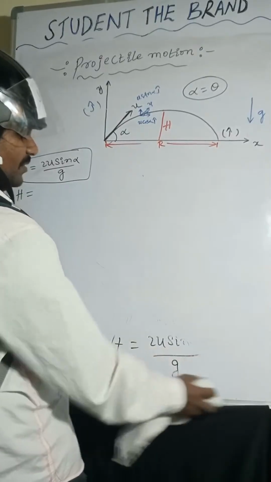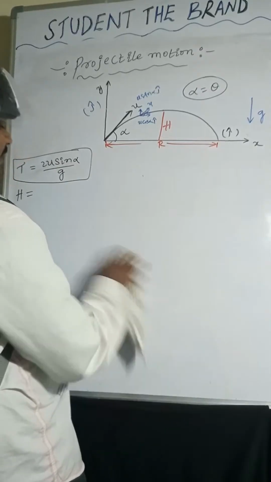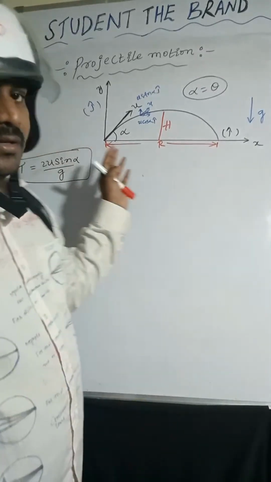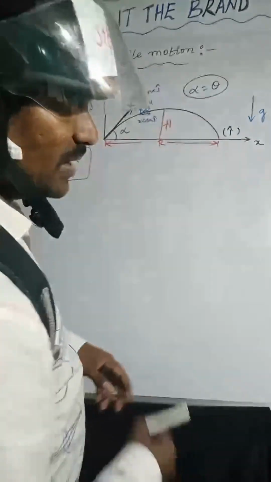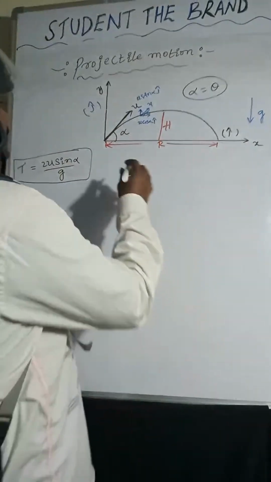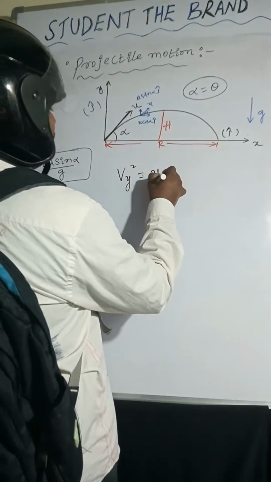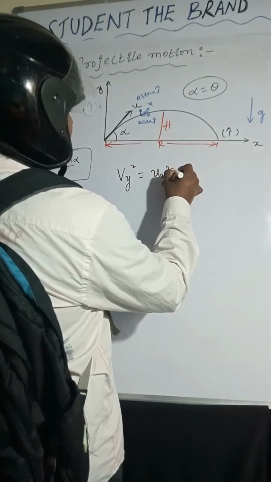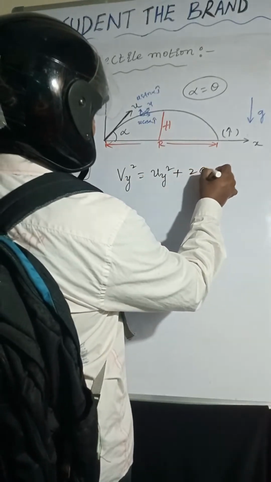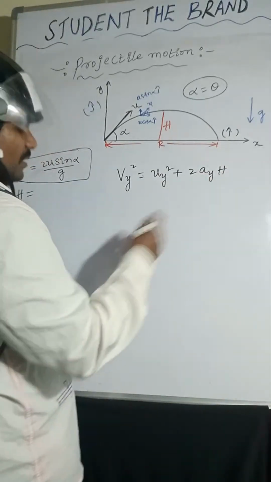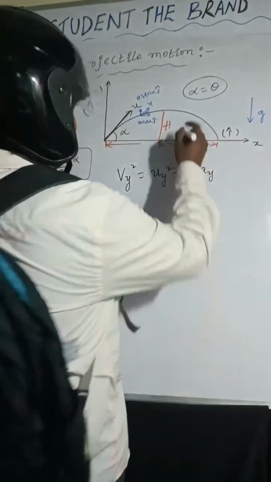So, maximum height we will discuss. Maximum height depends on the angle, I said, right? There is maximum height and maximum range. So, now Vy square equal to Uy square plus 2 ay into S. So S is nothing but h. So this is nothing but h here.